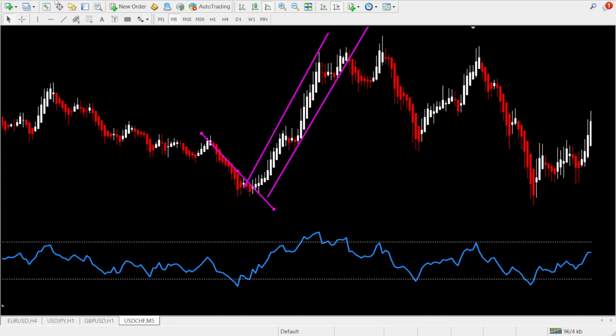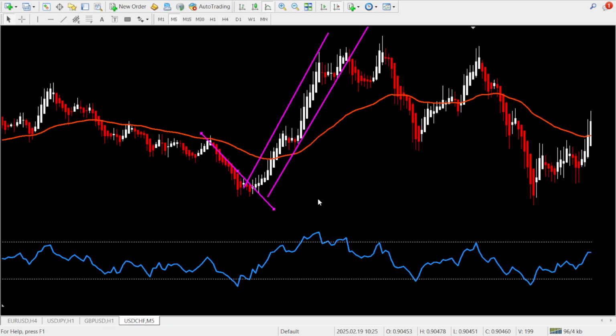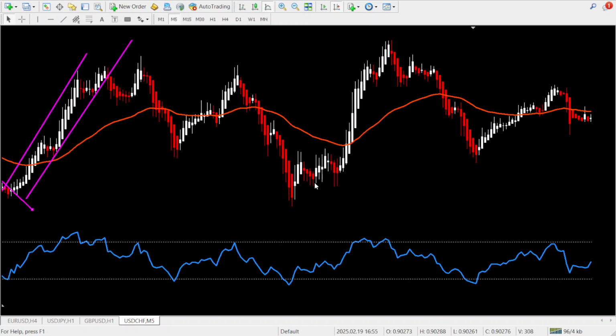And you can also make use of moving averages as well. You can use a simple moving average or an exponential moving average to identify the overall trend. So if the price is above the moving average, it is generally considered an uptrend, and if the price is below the moving average, it is generally considered a downtrend. So combining Heikin Ashi with other indicators can help you make better, more informed decisions when trading.